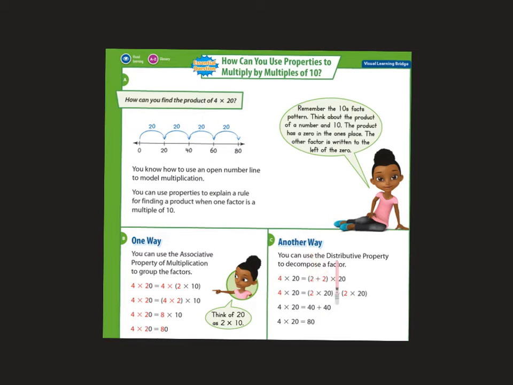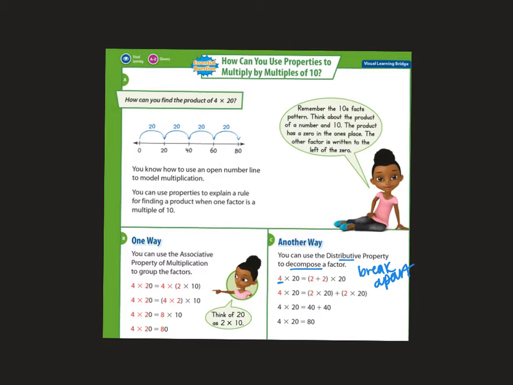Another way is using the distributive property to decompose. There's that word decompose again, and I just said that the word decompose is the same thing as to break apart. So we want to remember that fancy word. So when I decompose or break apart some factors to help me use the distributive property, I'm going to look at 4. 4 is the same thing as 2 plus 2, right?